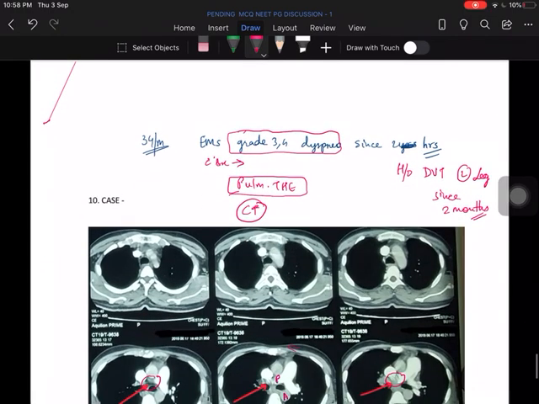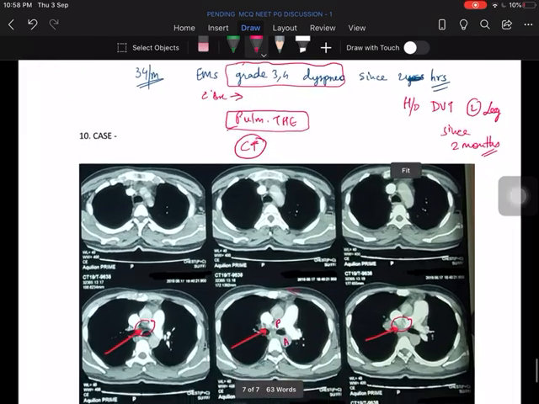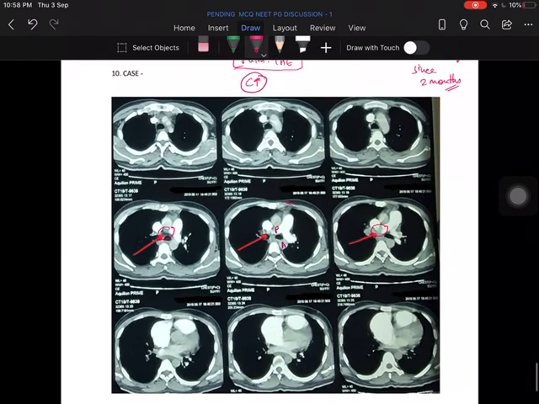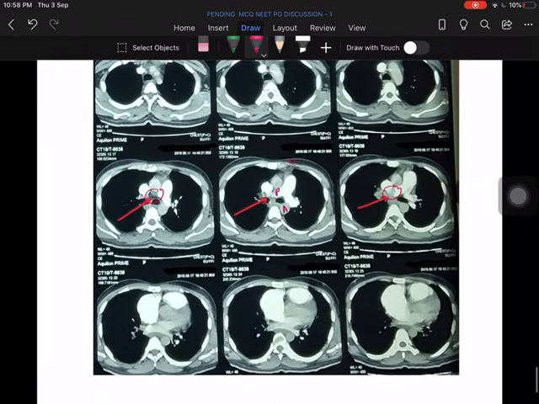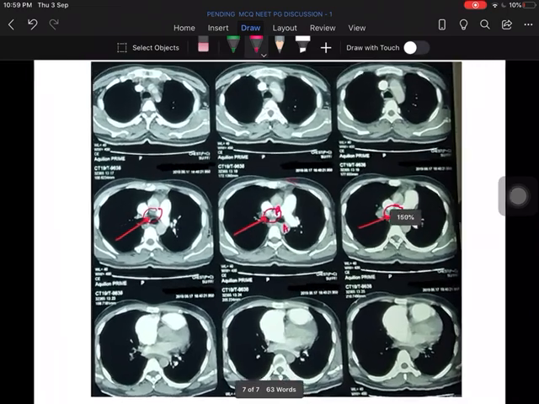The last question. This is a 34-year-old male who has come to the EMS with grade 3-4 dyspnea since 2 hours. There is history of DVT in the left leg since 2 months. So you do a CTPA. What you see here is the aorta, and this is the pulmonary artery, and you see that there is some area where the contrast is not enhancing. So this is a thrombus. This is a case of pulmonary thromboembolism.